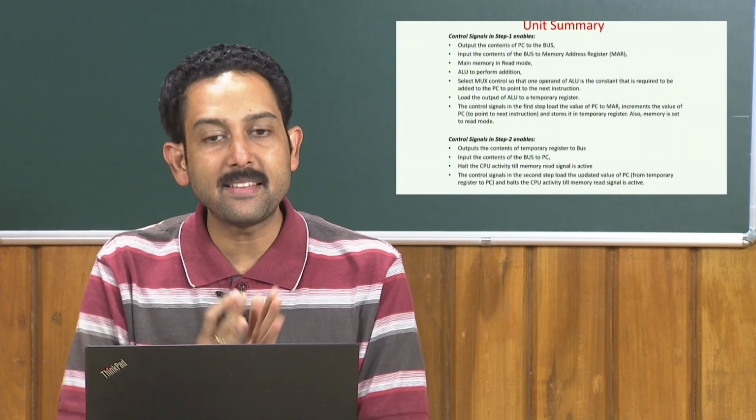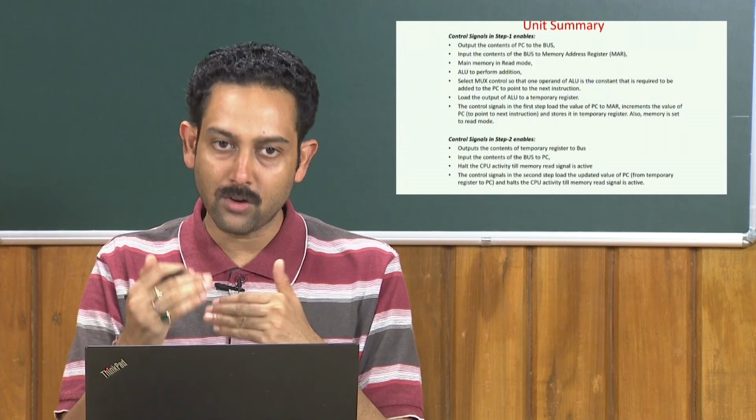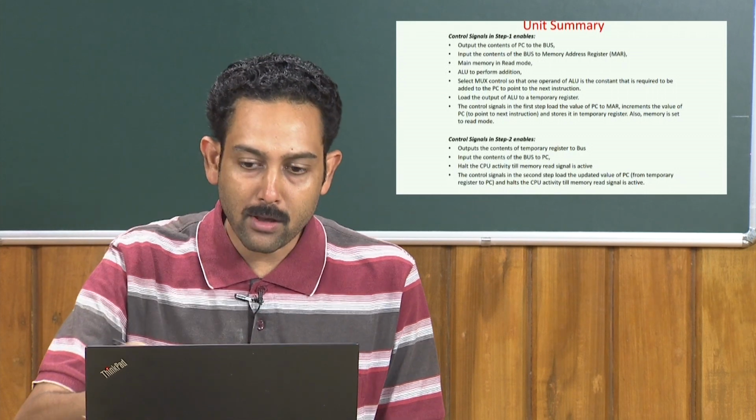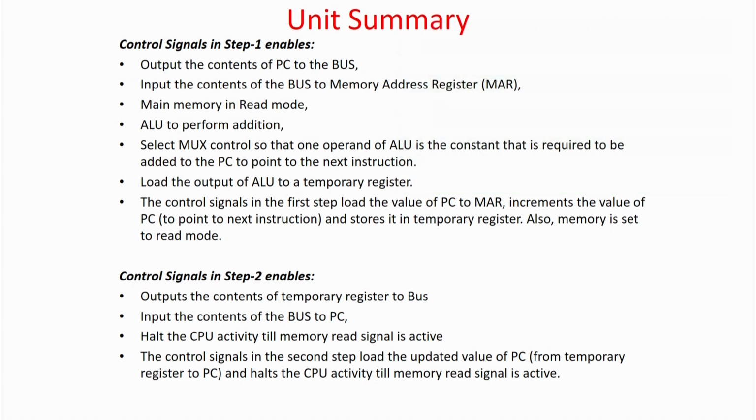Now, what are the basic steps involved, or the basic micro instructions or control signals involved in each of the steps? As we have already discussed in the last few units, the first 3 steps involve fetching of the instruction. In step 1 we load the PC into the bus, and we give it to the memory address register, so that the corresponding instruction can be fetched. We make the main memory go into read mode, and we get the instruction in the memory data register in the 3rd stage.